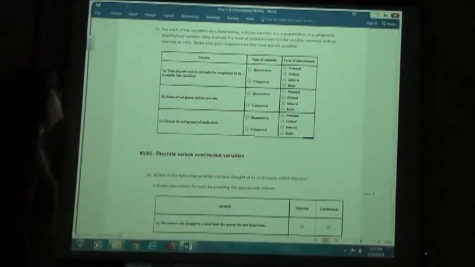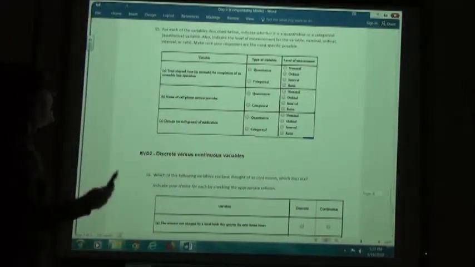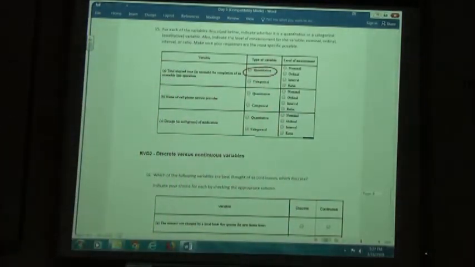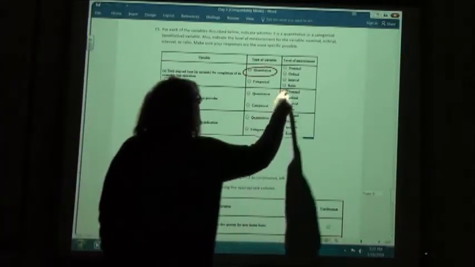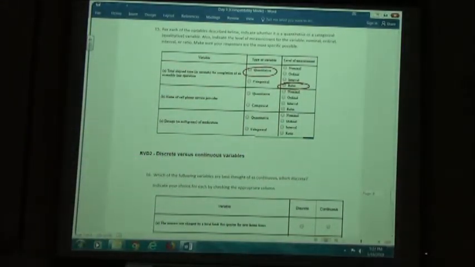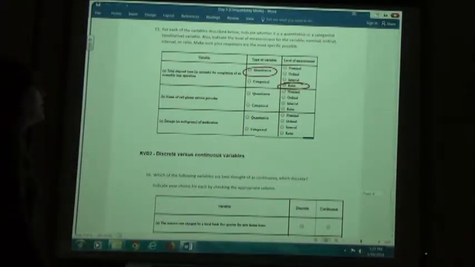So number 15, total elapsed time in seconds. Time, again, going to be quantitative. Total time for completion of an activity. I'm not going to complete my activity in a negative amount of time. This has a meaningful 0. It is ratio.